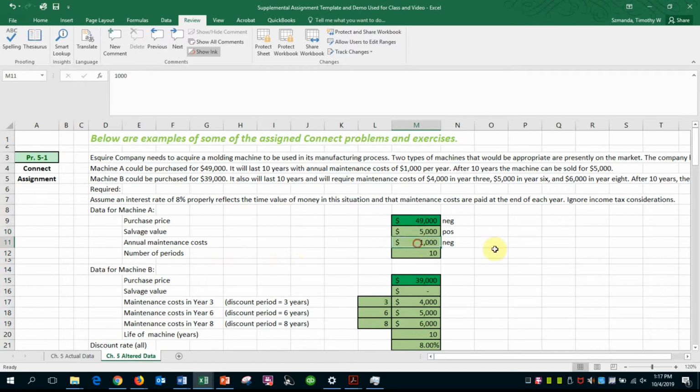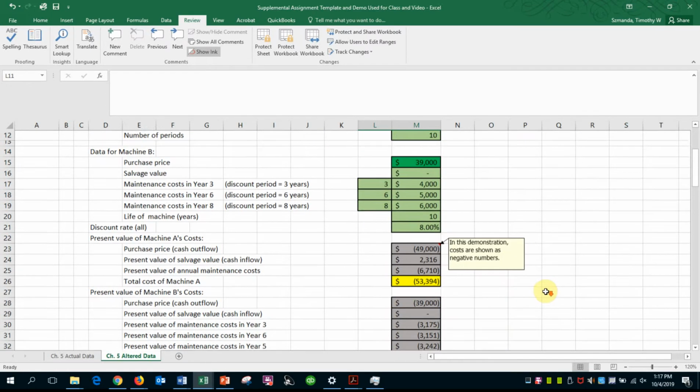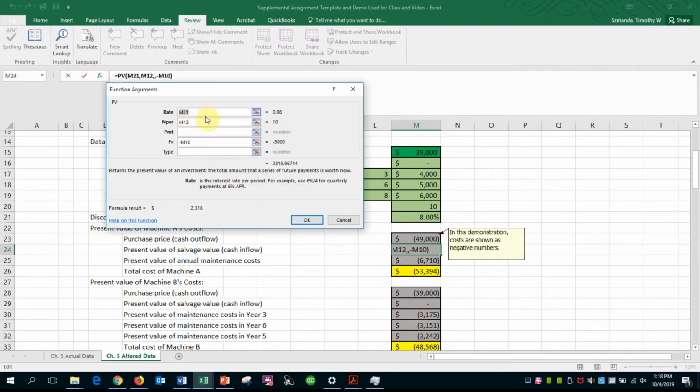And then we have another negative cash flow. These are the annual maintenance payments, and since they're all the same every year, that's an annuity. And we need to find what the present value of that annuity is too. Then we'll add them together. So if we jump down to the answer here, the purchase price is a current cash flow, so there's no adjustment needed there. Present value of the salvage value is $5,000, positive cash flow, discounted back at 8%.